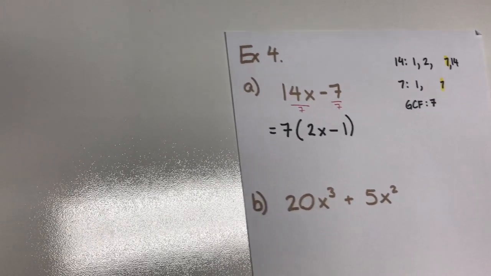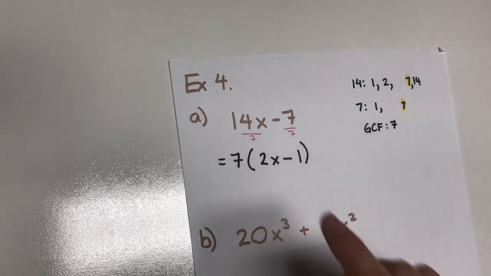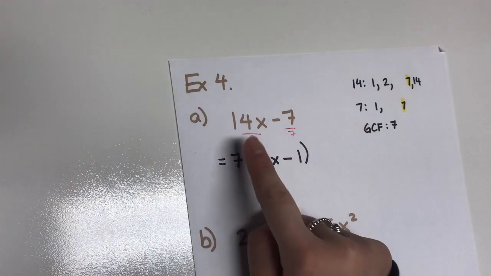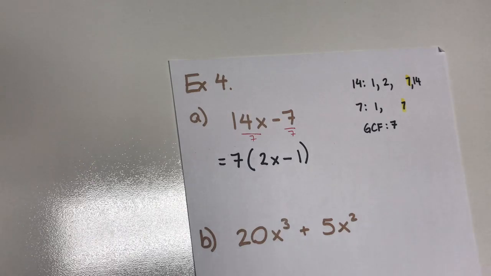If I wanted to check, I could do the distributive property. 7 times 2x is 14x, and 7 times negative 1 is negative 7. So that means I did it right.